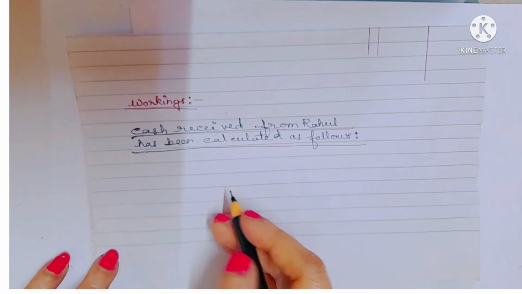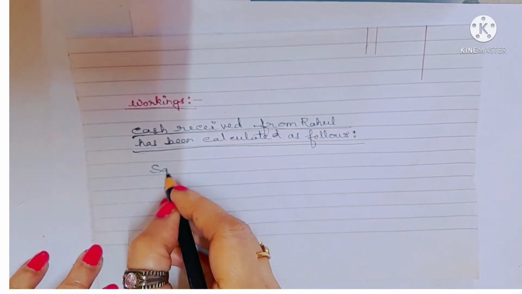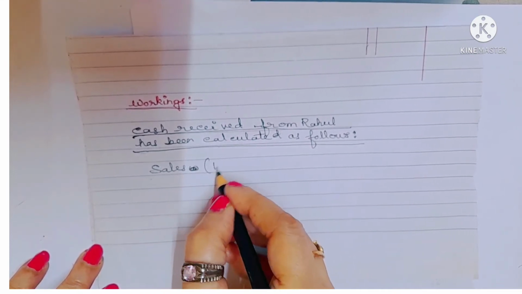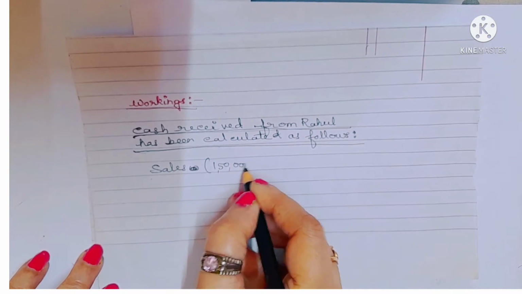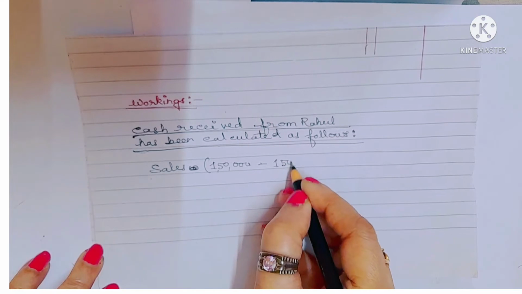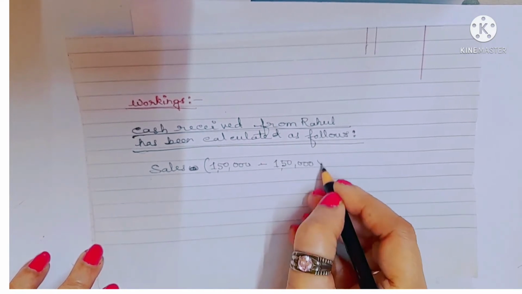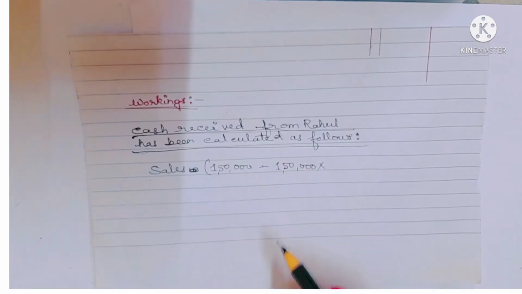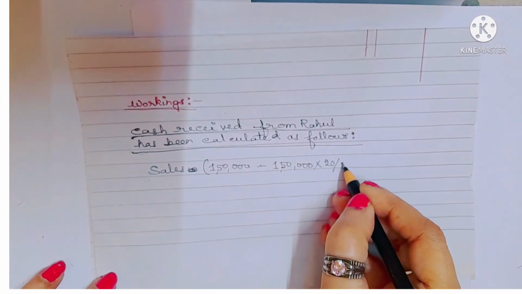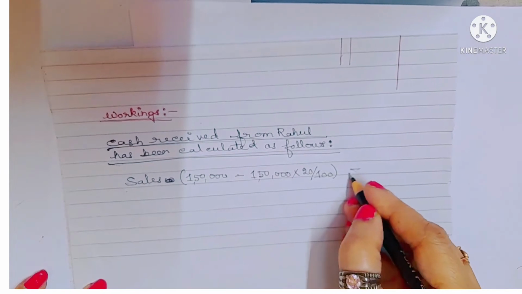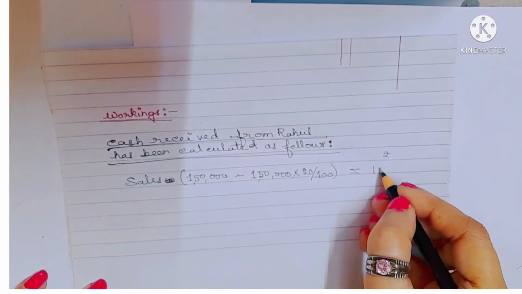Okay, so sales was 1,50,000 list price minus trade discount. 1,50,000 into how much was trade discount? See, 20%. It comes to 30,000. So sales will be 1,20,000.